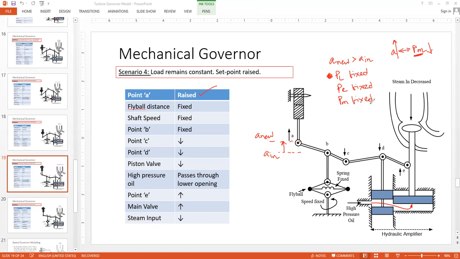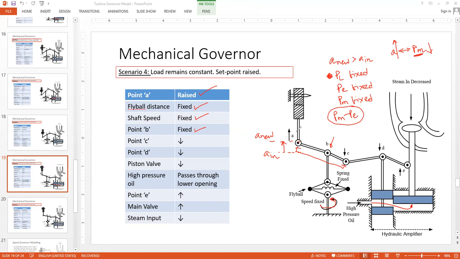So PM is still fixed to its initial value. We have just changed the position of point A for the time being. So PM minus PE is still 0, so there is no acceleration. So speed is fixed, so the fly ball distance will be fixed. Shaft speed will be fixed. Point B is fixed.